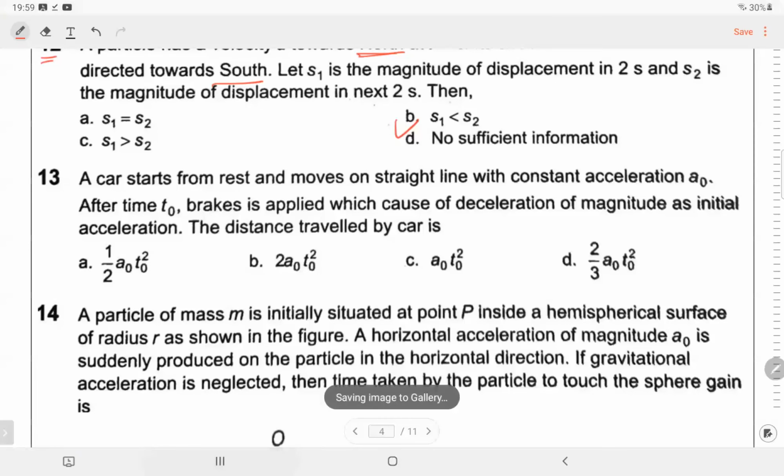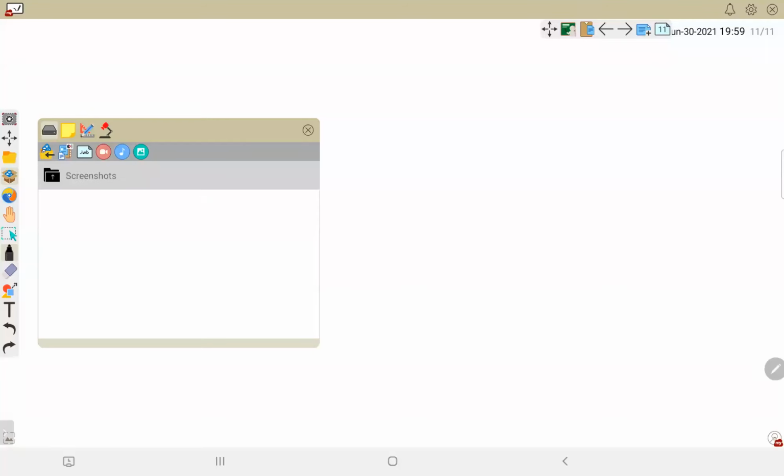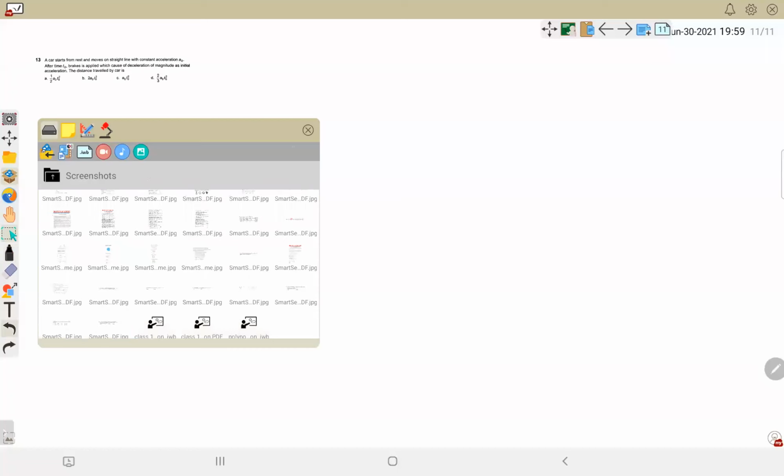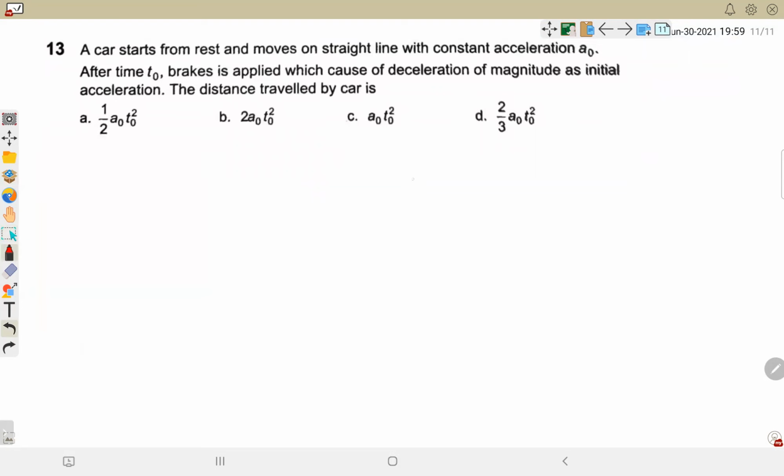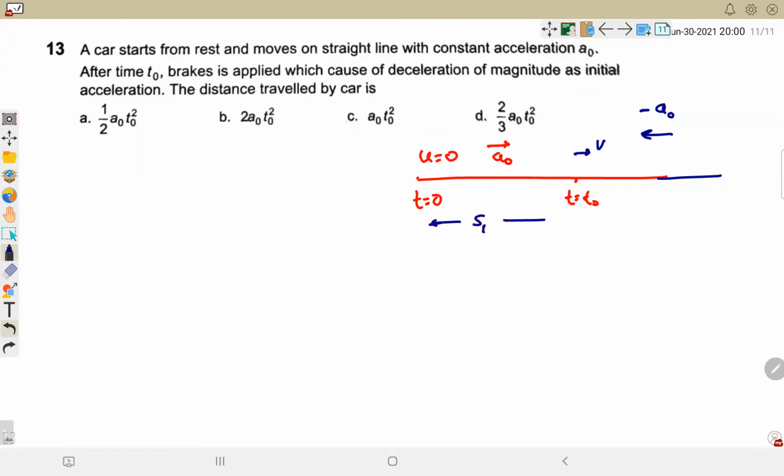If I have to repeat any question, tell me, because there is nothing much to teach here. All the equations you already know, and for application we just need to practice. That's what we are trying to do. The car starts from rest, u is equal to 0, with a constant acceleration of a naught for time t equal to t naught. Whatever velocity it gets here, call it v. After that it is retarding with a retardation of the same magnitude. Initially suppose it has covered s1 and now it stops. When it stops, the final velocity becomes 0. So from A to B is acceleration, from B to C is retardation.